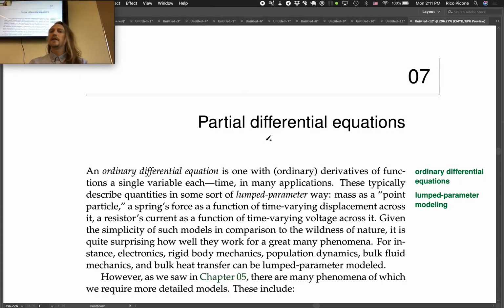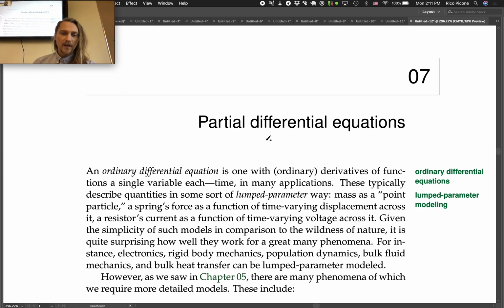Chapter 7, Partial Differential Equations. An ordinary differential equation is one with ordinary derivatives of functions of a single variable each, time in many applications. These typically describe quantities in some sort of lumped parameter way. Mass as a point particle, a spring's force as a function of time varying displacement across it, a resistor's current as a function of time-varying voltage across it, etc.